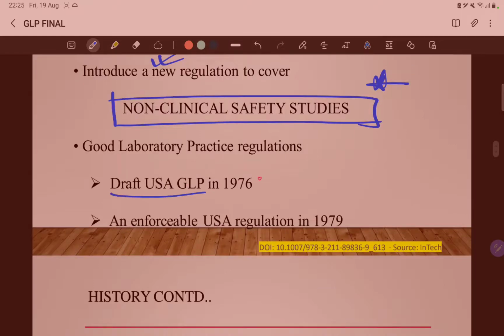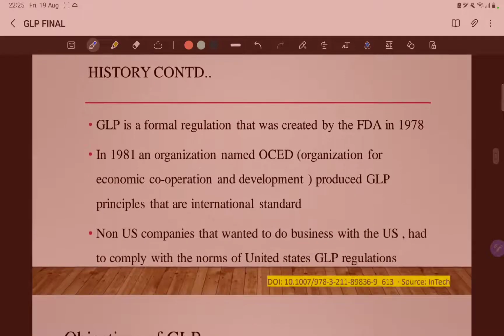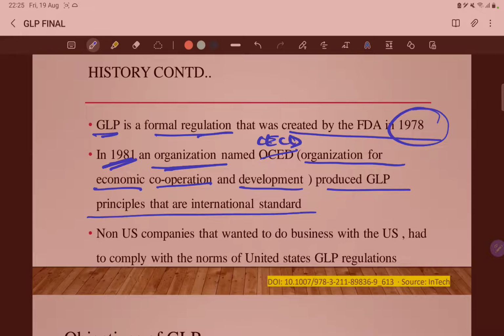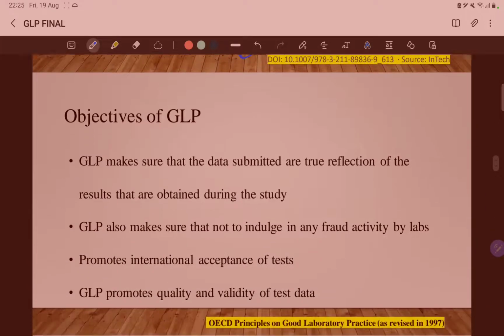So GLP regulation was drafted in 1976 and enforced in 1979. GLP is a formal regulation that was created in 1978. In 1981, an organization known as the Organization for Economic Cooperation and Development, that is OECD, produced GLP principles that are international standards. Now, non-US companies that wanted to do business with the US have to comply with the norms of the United States GLP regulation.